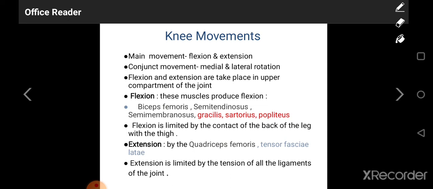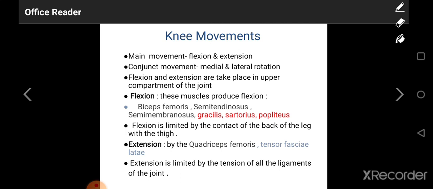Then the knee movements. The main movements of the knee joint are only two, that is flexion and extension. Along with these, there are two conjunct movements, medial and lateral rotation. Flexion and extension take place in the upper compartment of the joint. Upper compartment means the compartment between the meniscus and the femoral condyle. This is the upper compartment.